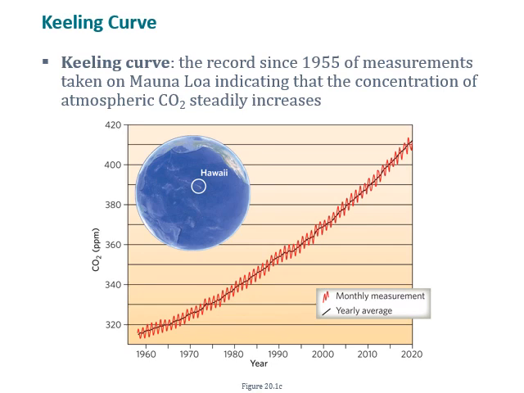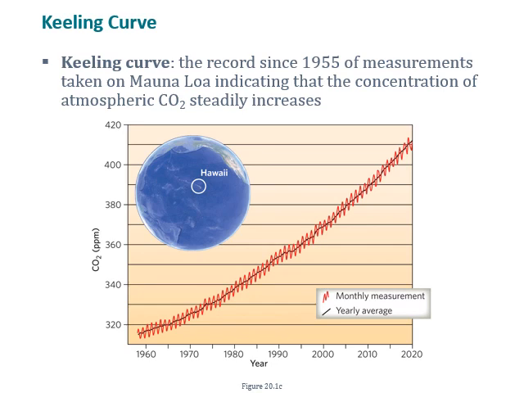Your textbook introduces this chapter by discussing the Keeling curve, which is some data plotted on a graph of CO2, or carbon dioxide in parts per million versus year from 1960 to present. The Keeling curve is the record of measurements of CO2 taken on Mauna Loa in Hawaii, indicating that the concentration of atmospheric CO2 has been steadily increasing.